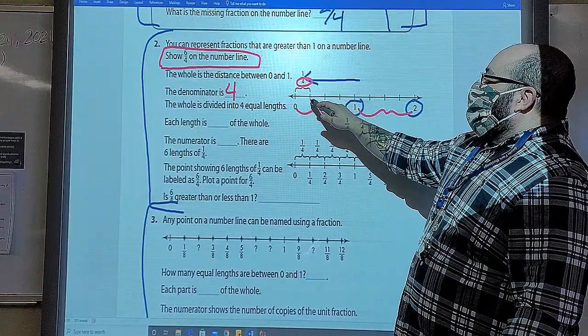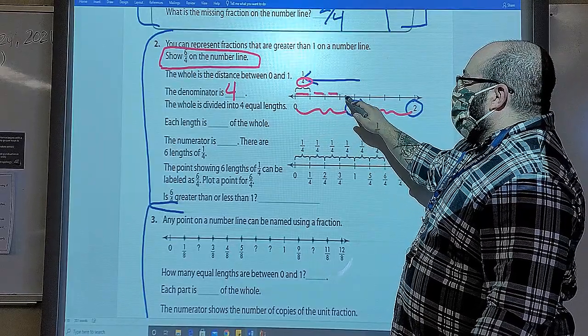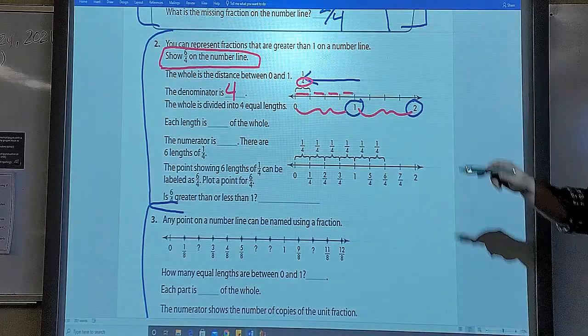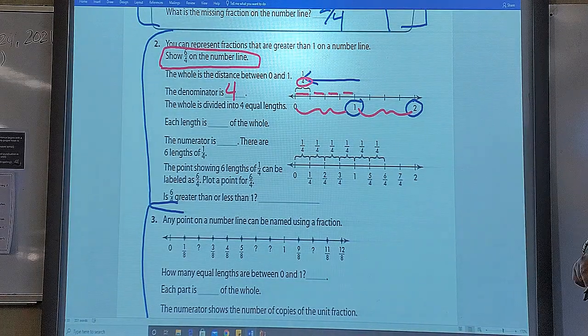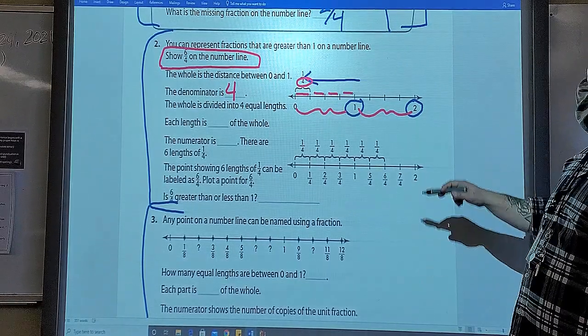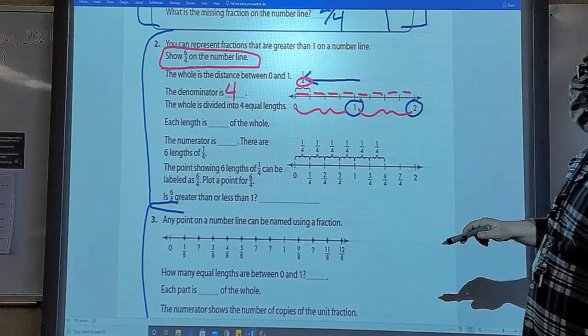What the denominator tells us is how many sections, how many lengths it takes to get from 0 to 1. In that case, it takes 4. We have 4 lengths between 0 and 1. Which means we also have 4 lengths between 1 and 2.